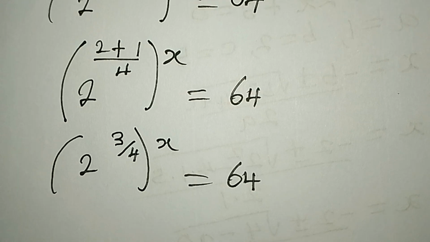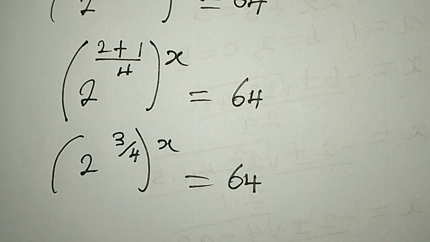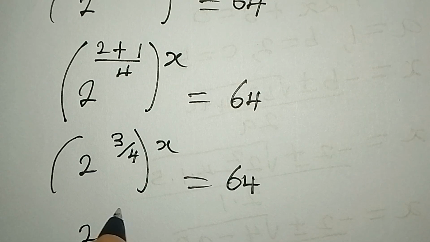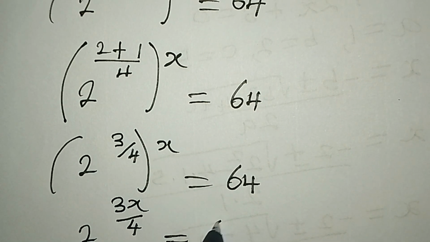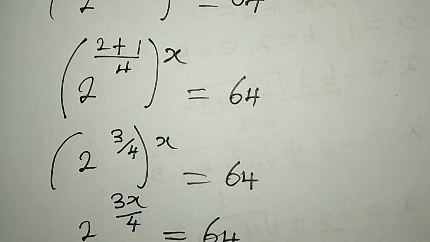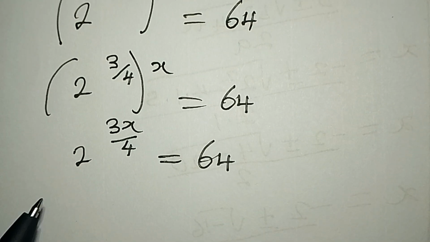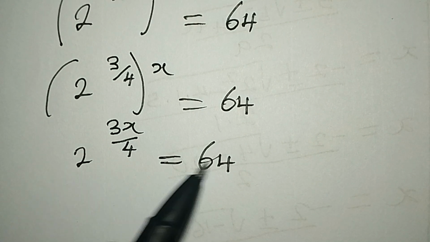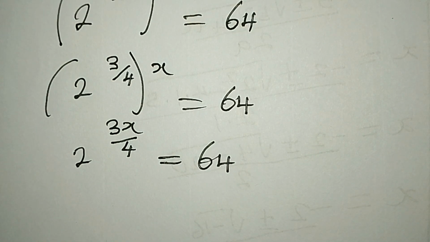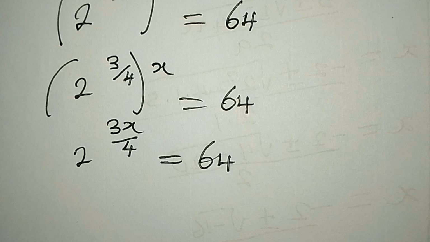Mind you, every time you have two powers like this, you are expected to multiply them. So I will say 2 to the power of 3x over 4 is equal to 64. This is what we have. And now this is what I want to explain. Every time you have a problem in this form, you can either apply log, or you make sure they have the same base and equate the powers.